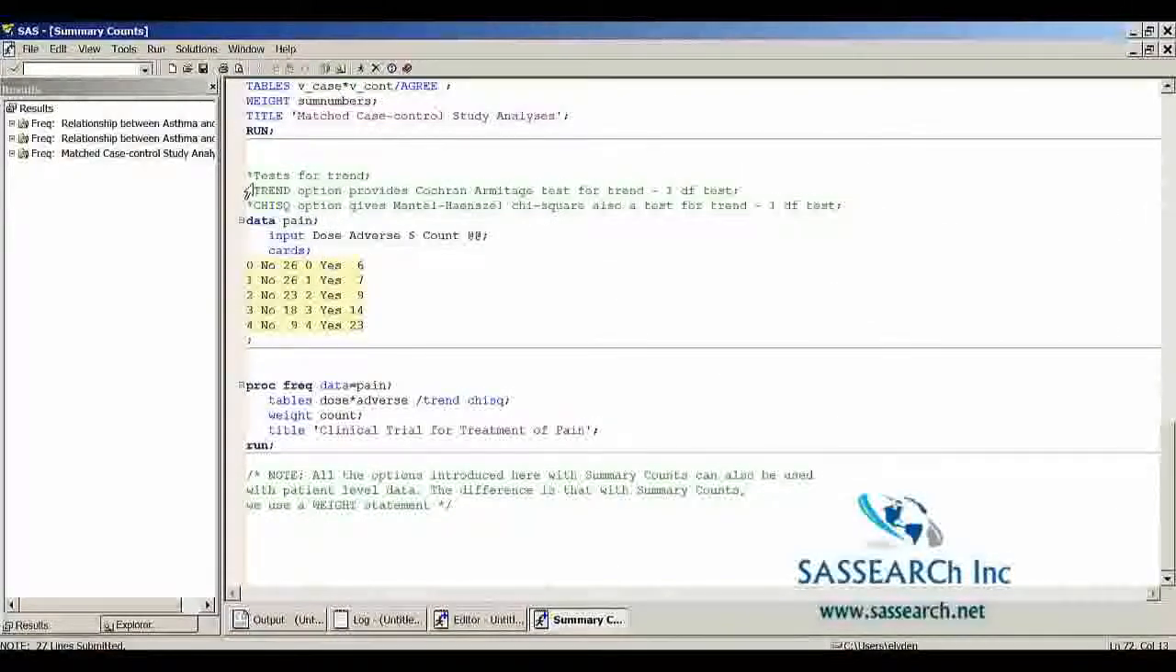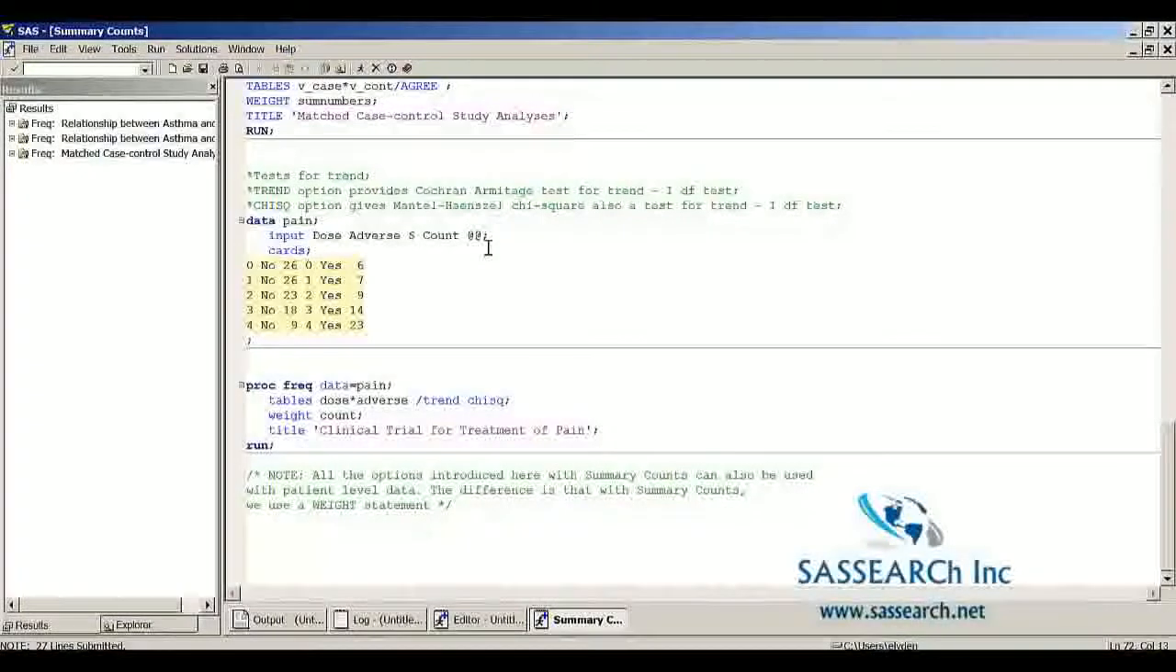The last thing I want to show is the test for trend. And so again, we're dealing with summary data. And again, I want to point out that these options we're using in Proc Freq with our summary count data are options that could be used if we had regular patient level data. So I'm creating a data set called pain, and I'm inputting the dose, and I'm inputting a character variable, whether or not the subject had an adverse reaction, and then I'm inputting the weight variable, which I'm calling here count.